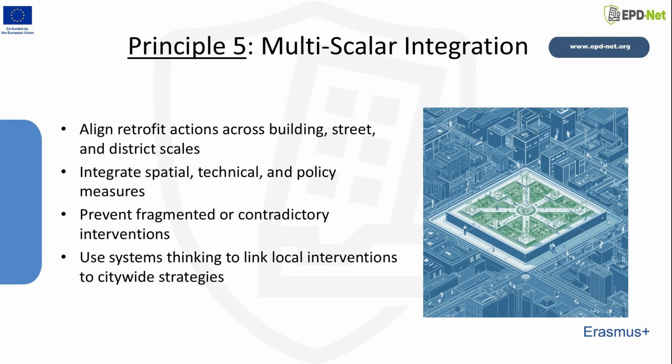The fifth principle is multi-scalar integration. Urban climate risks operate across multiple scales, so retrofit actions must also work across multiple scales in a coordinated way. Building-level upgrades should not be planned in isolation, they need to align with street-level infrastructure, neighborhood systems, and wider city strategies. For example, a building may improve its own thermal performance, but broader resilience also depends on public shade, drainage networks, open space systems, and district-wide planning decisions.